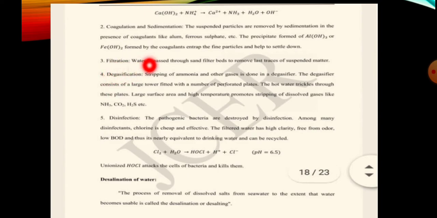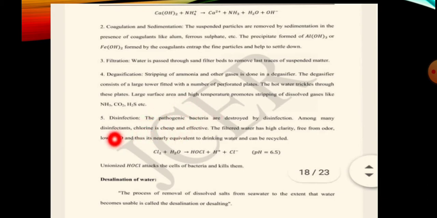Next, the filtration process. Coagulation is over. Next one is filtration. Water is passed through the filter and the suspended matter is removed. Degasification: stripping of ammonia and other gases is done by a degasifier, and this degasifier consists of a large tower fitted with a number of plates, and hot water is streaked through the plates, which has the dissolved gases.